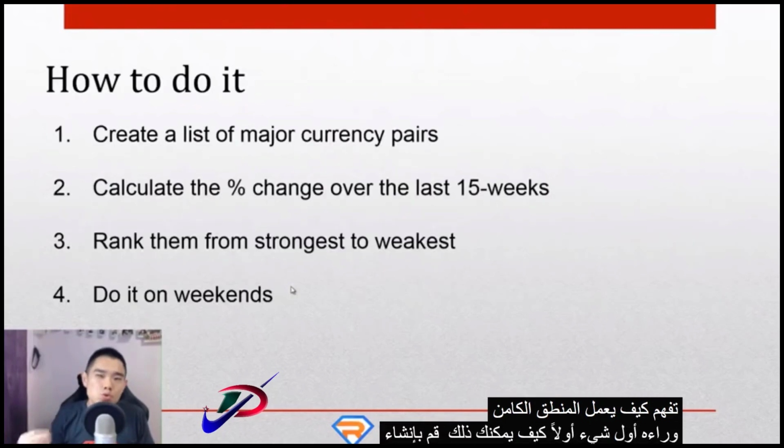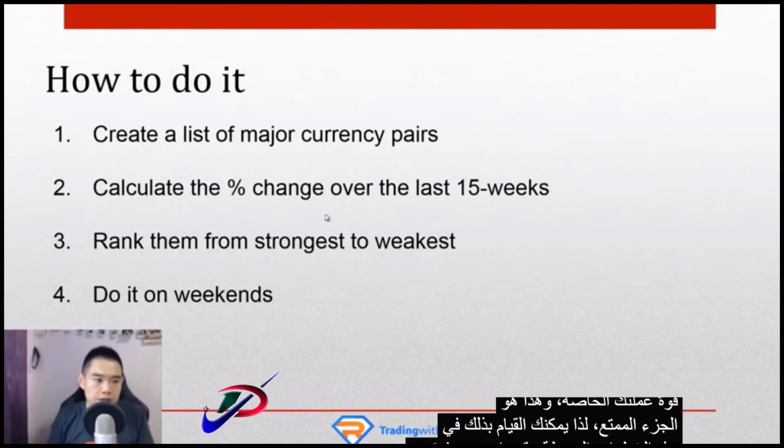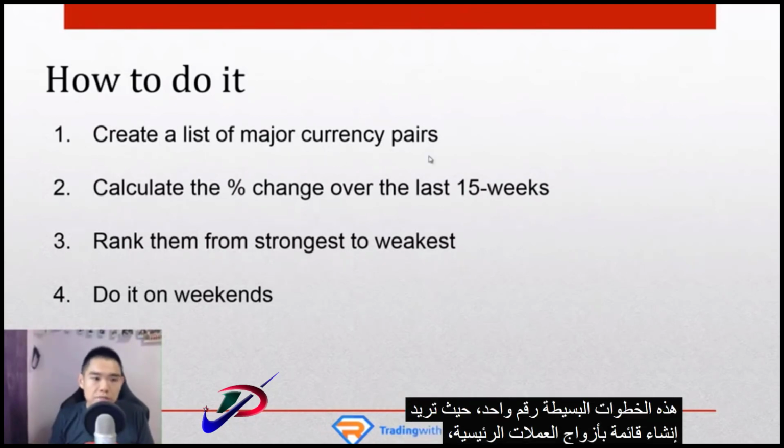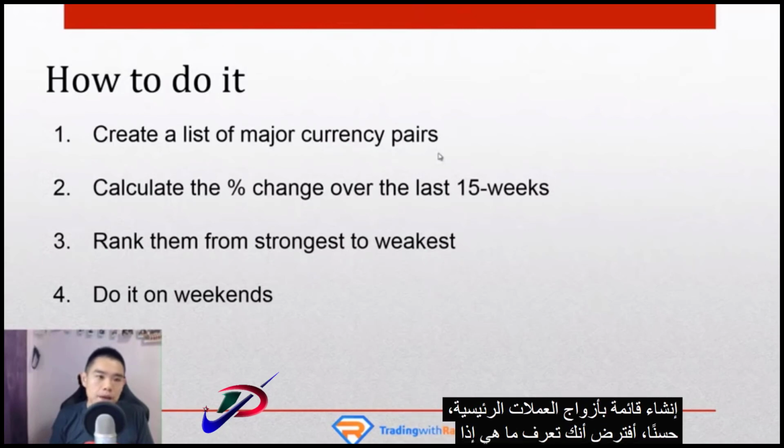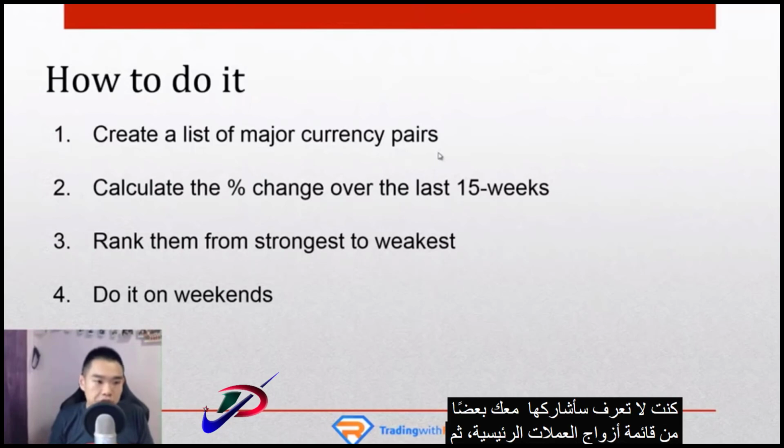First thing first, how do you create your own currency strength meter? So this is the fun part. You can do it in these simple steps. Number one, you want to create a list of major currency pairs. Okay, I assume you know what they are. If you do not know, I'll share with you a list of major currency pairs.